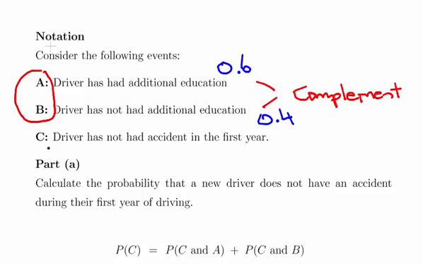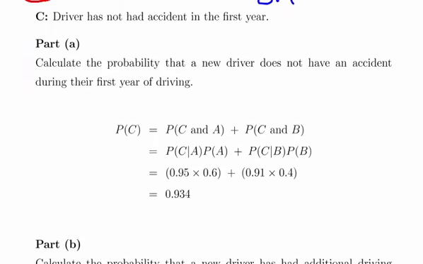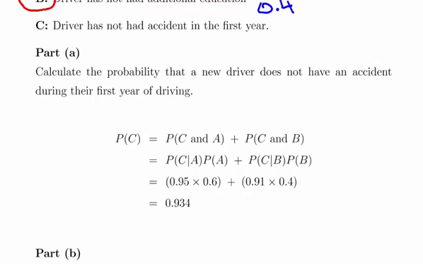So the first question is, calculate the probability that a new driver does not have an accident in their first year of driving. So that's the probability of event C, which is just at the top of the screen there. We have a group of new drivers, and a new driver could be from group A or it could be from group B. That means that the driver could have had that additional education or not. So this is where we would employ the law of total probability. We partition this event into these two events.